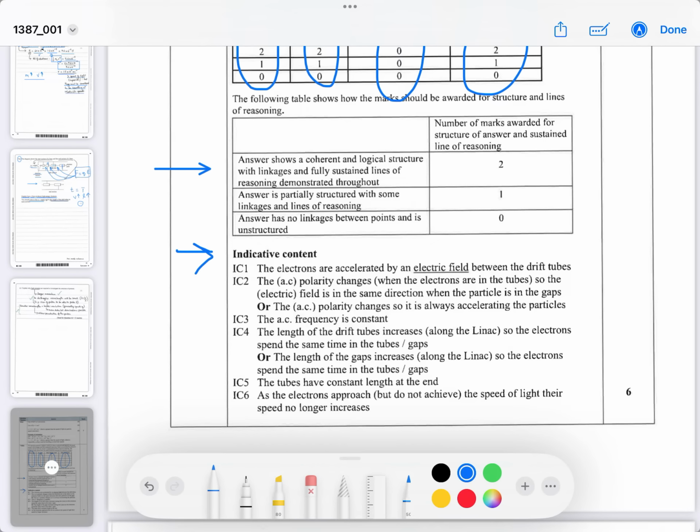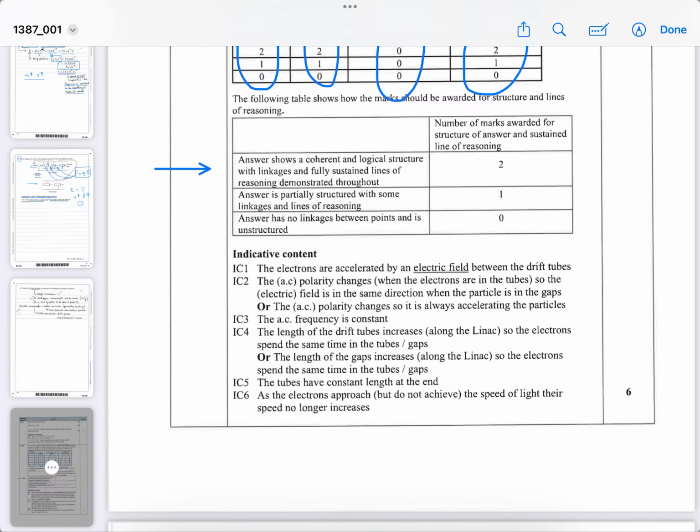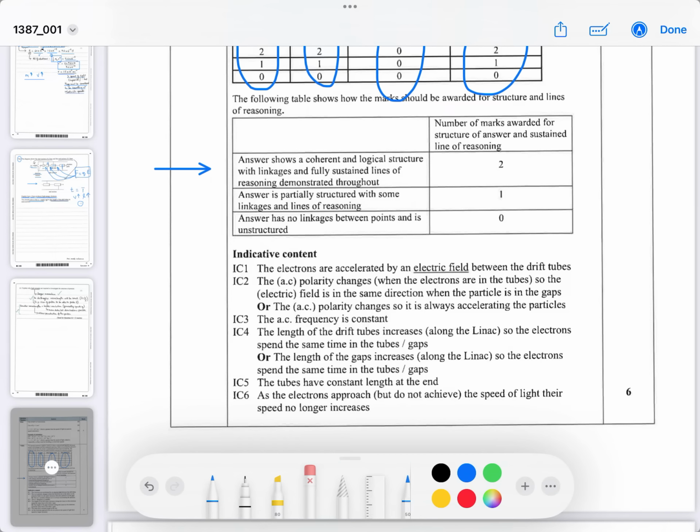answer. So what are they looking for in terms of content? So in terms of content, they're looking for these points. So the first thing you should say is the first point. Perhaps the electrons are accelerated by an electric field between the drift tubes, which I did explain to you, okay? So that's a good way of starting.